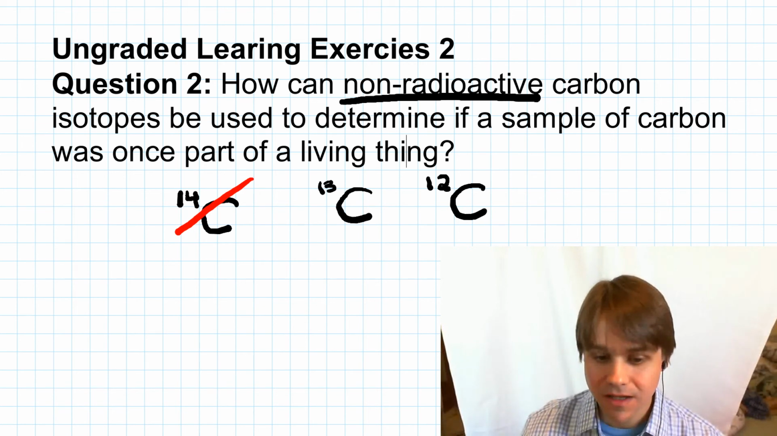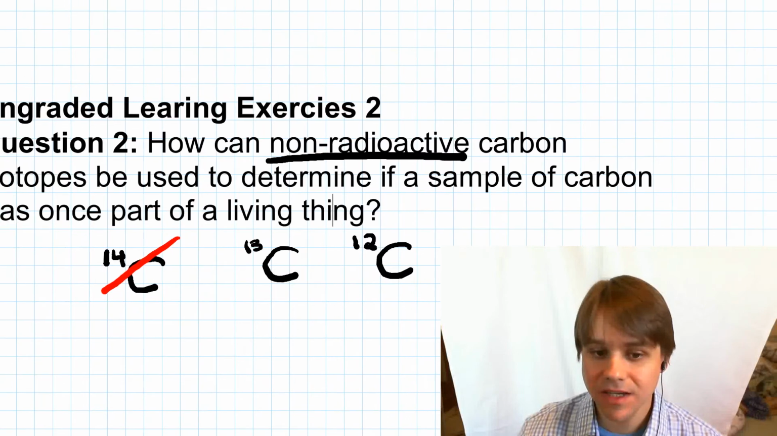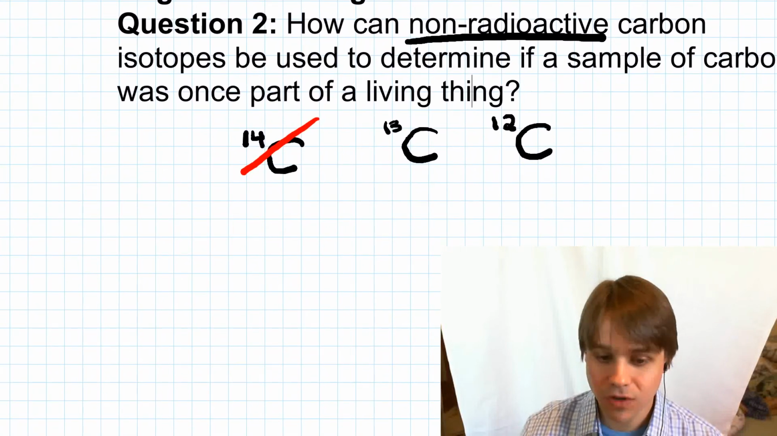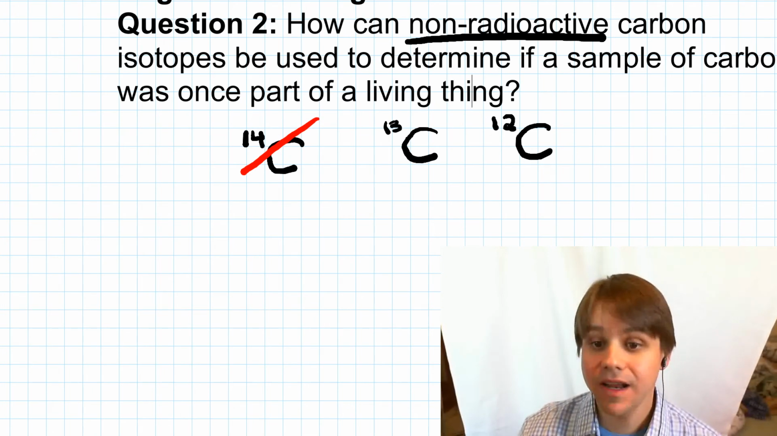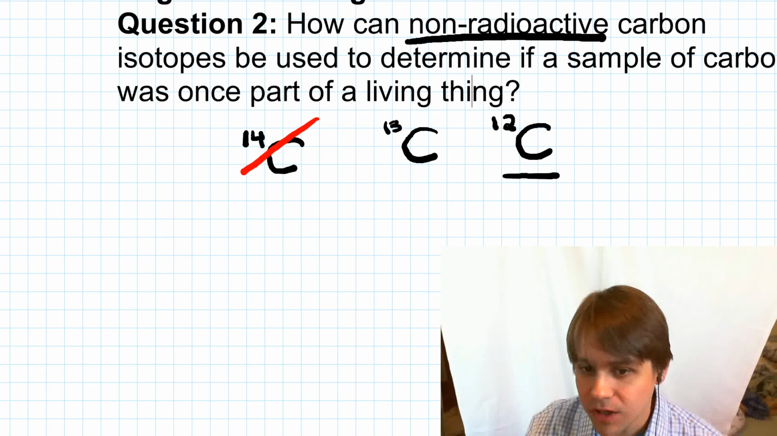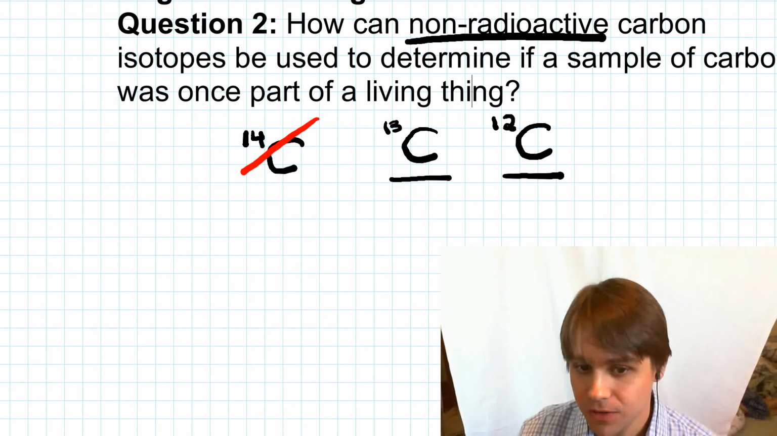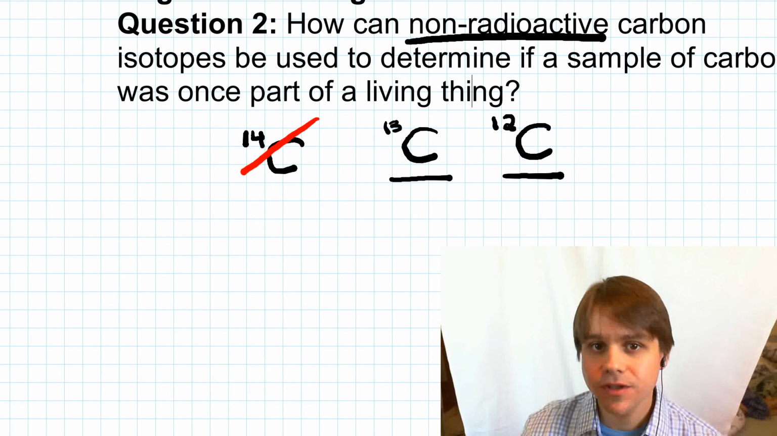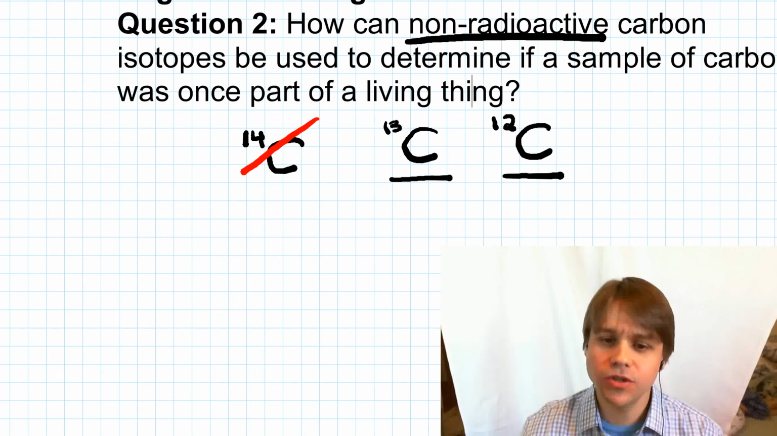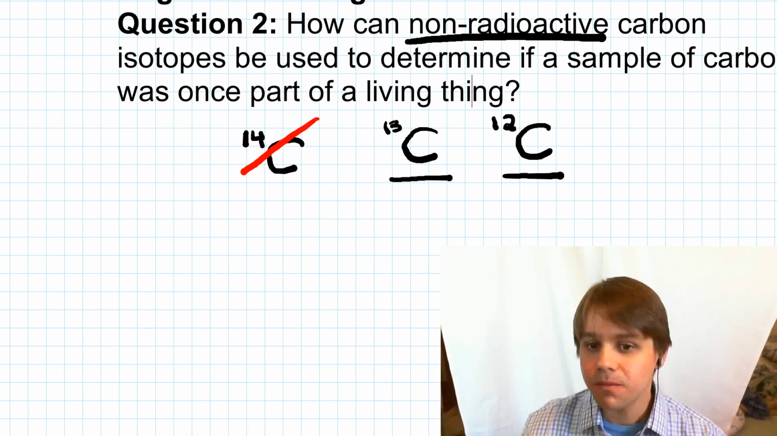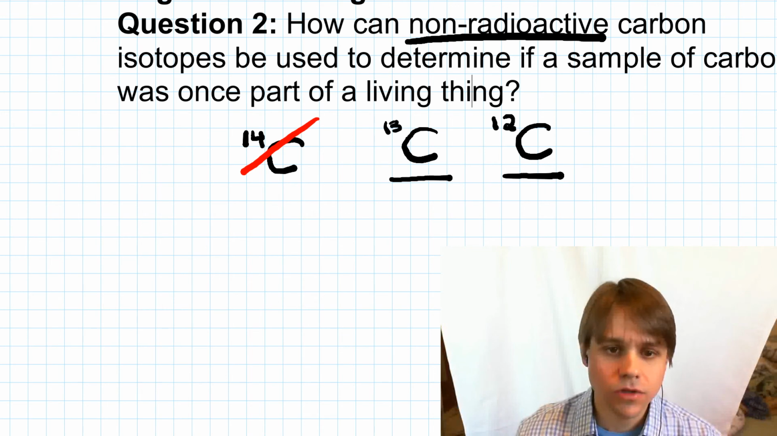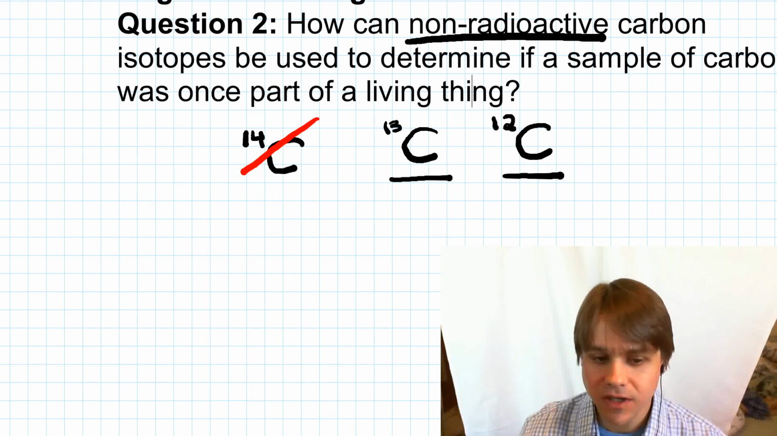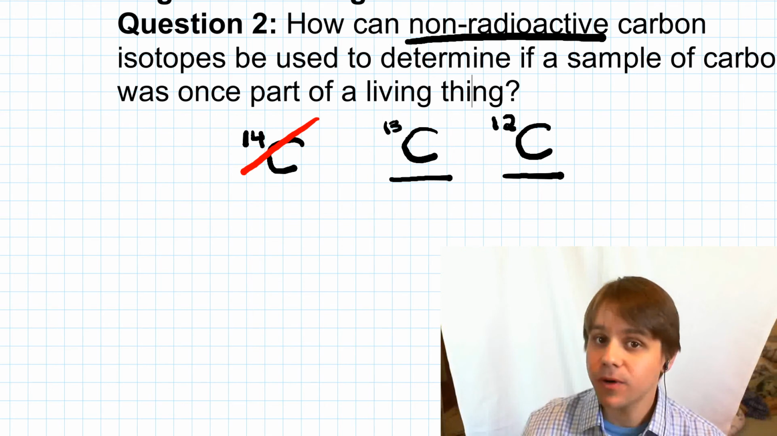The important thing is that chemical reactions tend to be biased against heavier isotopes. So every time a chemical reaction occurs, on average, more carbon-12 will be incorporated from the environment than carbon-13. Of course, the specifics of each individual reaction determine how strong this bias is, but in general, chemical reactions will tend to incorporate more carbon-12 than carbon-13. So how can we use this to determine if carbon was once part of a living thing?